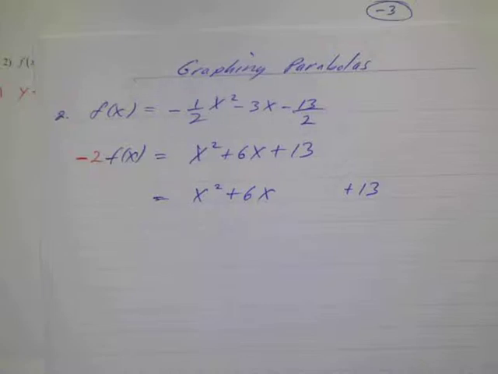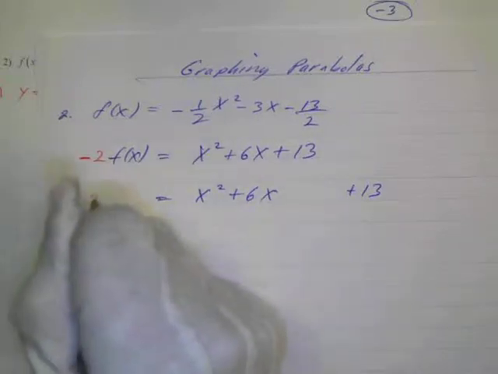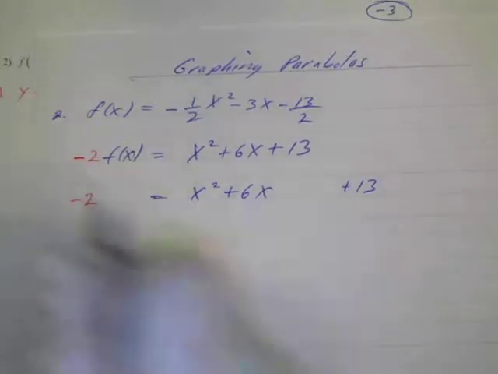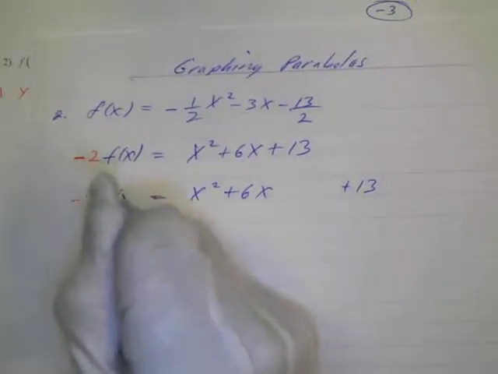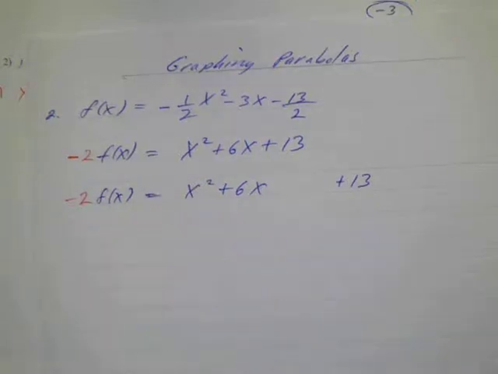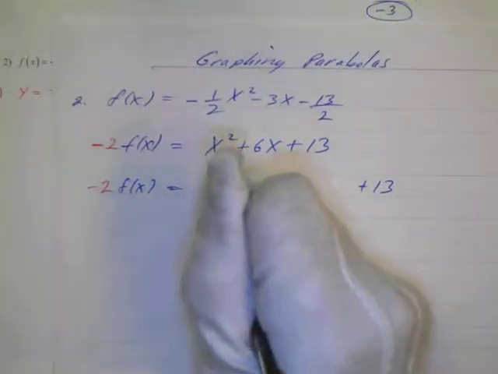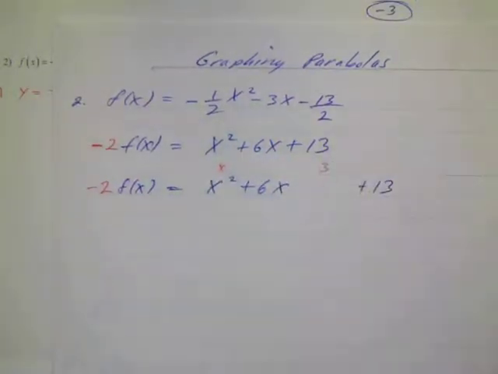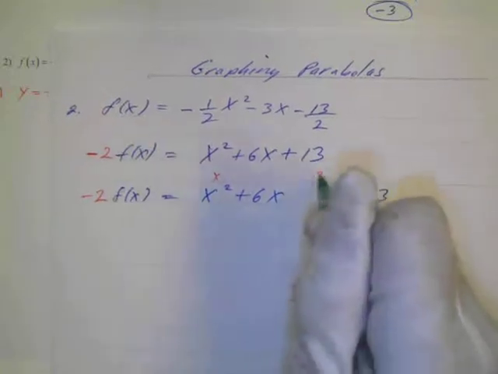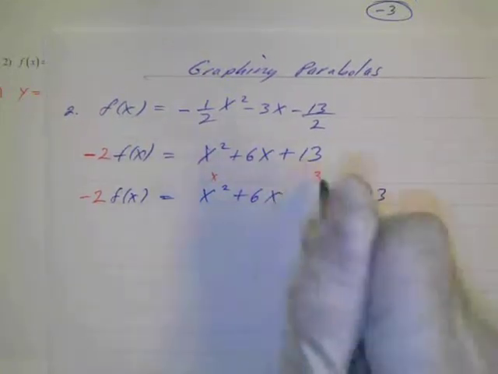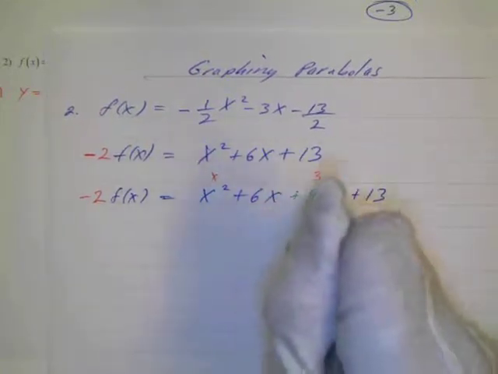Now remember, our negative 2 is still hanging out over here, so don't forget that. We've got to put it back when we're done with our algebraic house cleaning over here. And then what's the square root of x squared? It's x. What's half of 6? 3. And what I'm going to add here to make this a trinomial square is this squared. So 3 squared is 9.